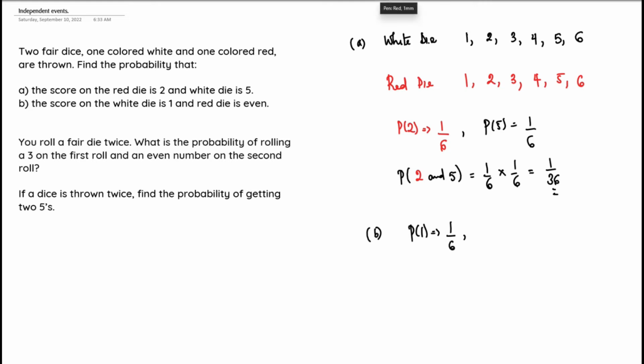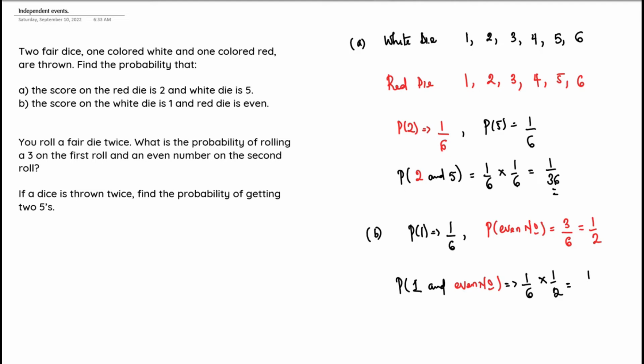So how many even numbers do we have when a red die is thrown? We have 2, we have 4, and we have 6. So the probability of having an even number is equal to the number of even numbers divided by the sample space of the experiment, and that is equal to 3 divided by 6, which gives us 1 divided by 2. So the probability of having a 1 on the white die and an even number on the red die is equal to 1/6 times 1/2, and that gives us 1/12.